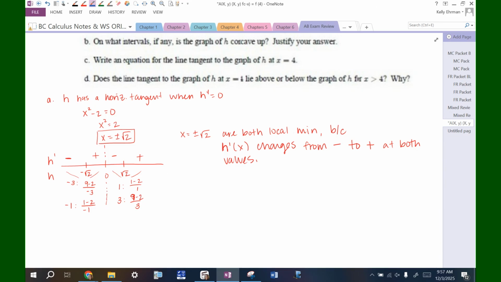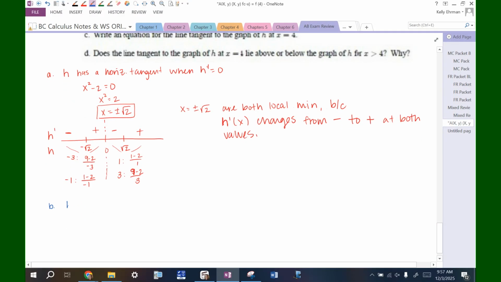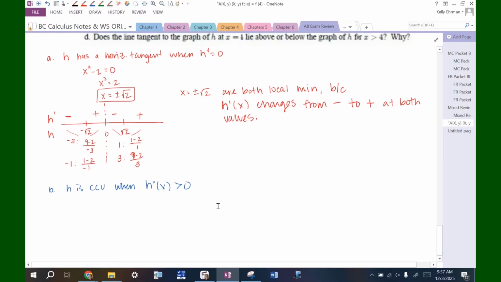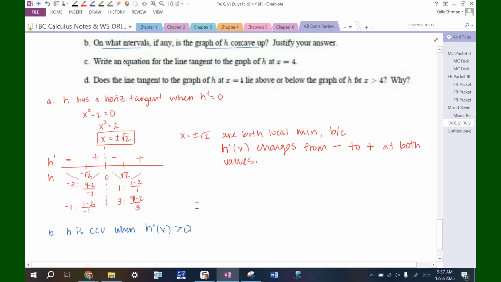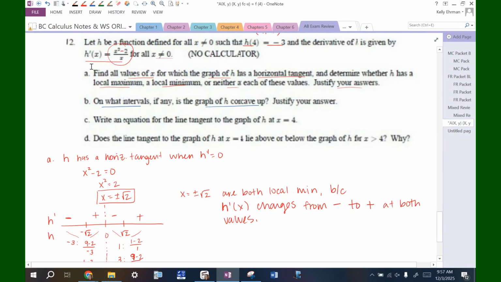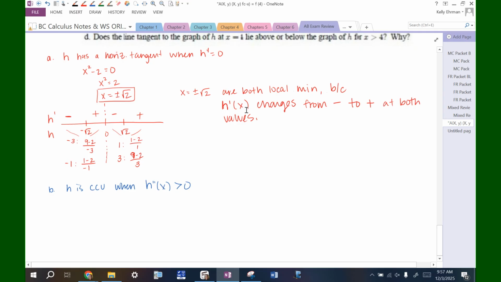Part B. On what intervals, if any, is the graph of h concave up? So again, I like to just think about what is concave up normally. h is concave up when h double prime of x is greater than 0. Now, we don't have h double prime of x, but we could find it. That could also relate to when h prime is increasing. Although this is not something I can just easily sketch, I don't think. So maybe I should go ahead and find h double prime.